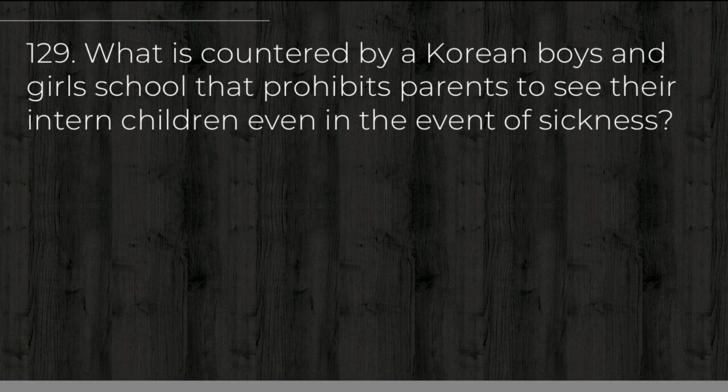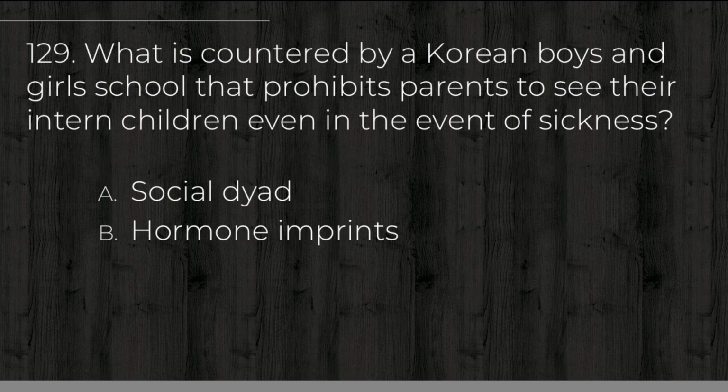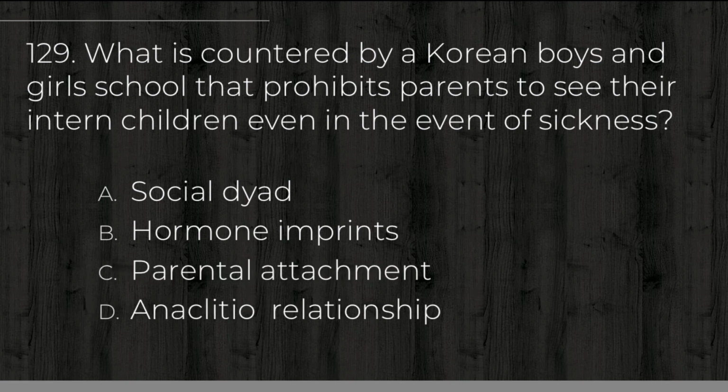Number 129. What is countered by a Korean Boys and Girls Scout that prohibits parents to see their intern children even in the event of sickness? A. Social dyad. B. Hormone imprints. C. Parental attachment. And letter D. An ecclesio relationship. So your answer should be, sige daw. Social dyad is incorrect. The answer is letter C, parental attachment.